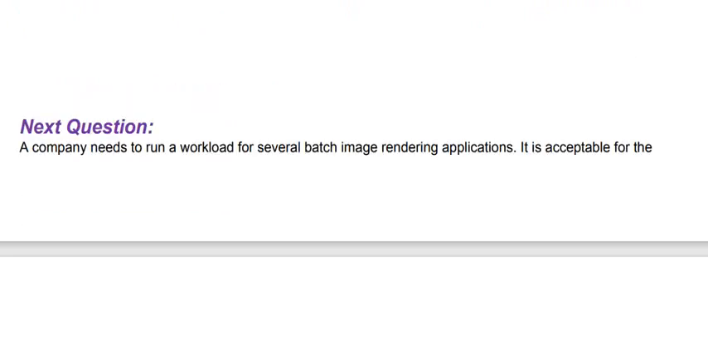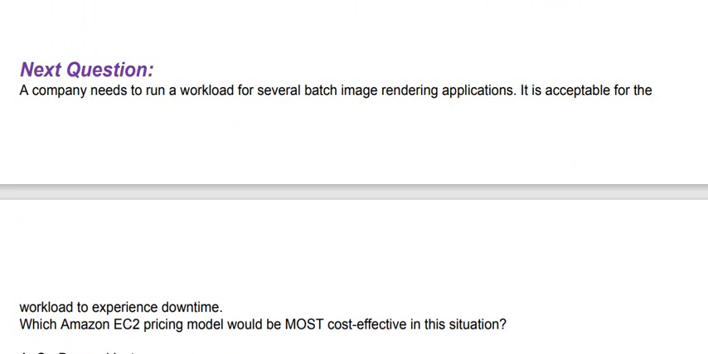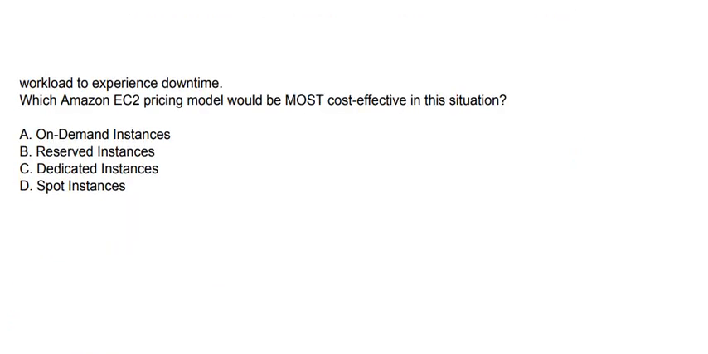Next question is, a company needs to run a workload for several batch image rendering applications. It is acceptable for the workload to experience downtime. Which Amazon EC2 pricing model would be most effective in this situation? Option A, on-demand instances. Option B, reserved instances. Option C, dedicated instances. And option D, spot instances. The correct answer is option D.